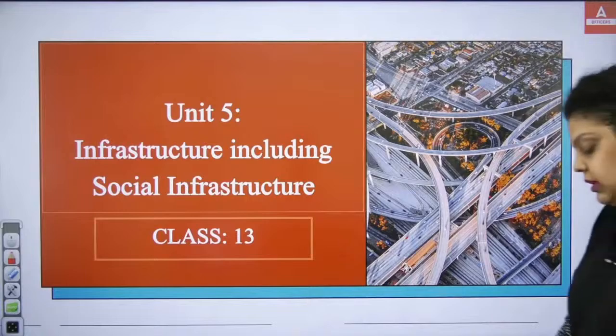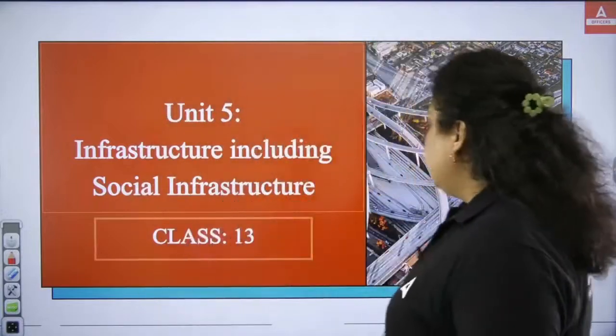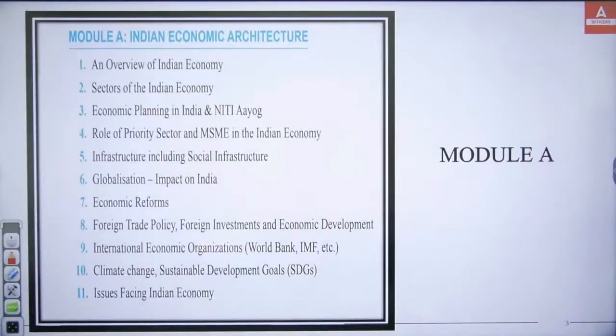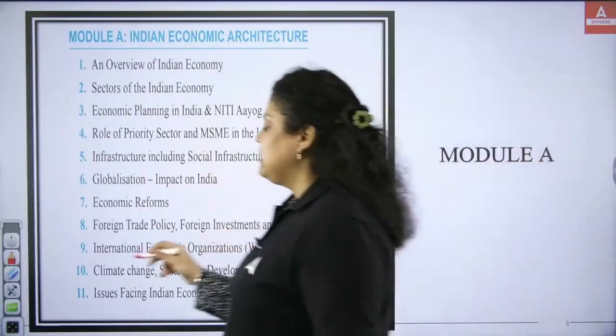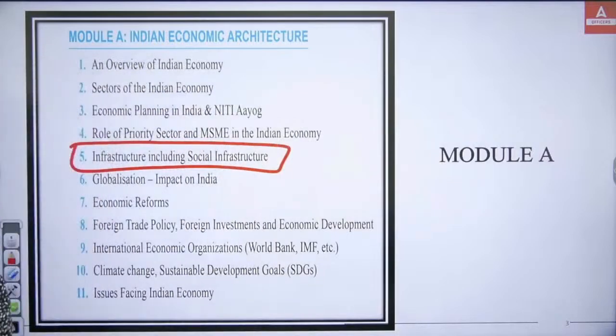That is all we have discussed. Apart from that, we have also discussed the types of infrastructure: hard infrastructure, soft infrastructure, critical infrastructure, water management infrastructure, energy infrastructure, green infrastructure, transportation infrastructure, urban infrastructure, etc. All this we covered in the last class. So now, today we are going to take that particular topic forward. This is the total units in your module A. We are discussing unit number 5, infrastructure including social infrastructure.